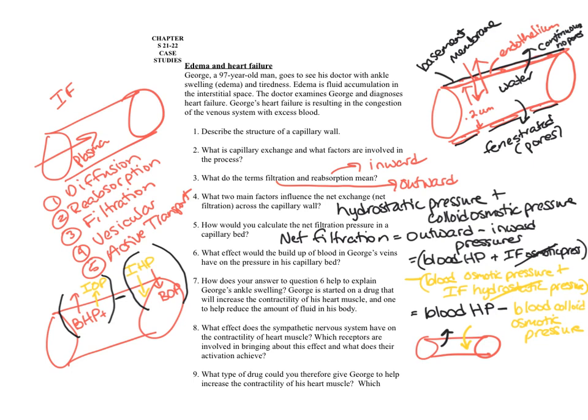Number 6, what effect would the buildup of blood in George's veins have on the pressure in his capillary bed? So, an increased congestion of blood in the veins would lead to a backup of blood into the capillaries, and this would lead to an increase in the hydrostatic pressure in the veins and the capillaries.